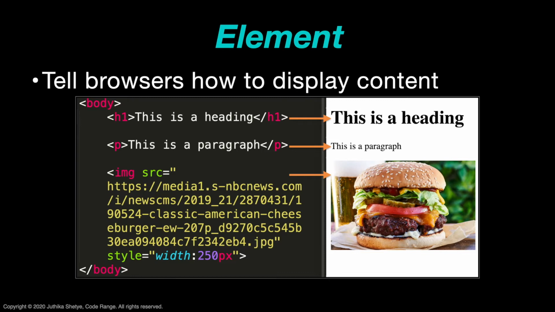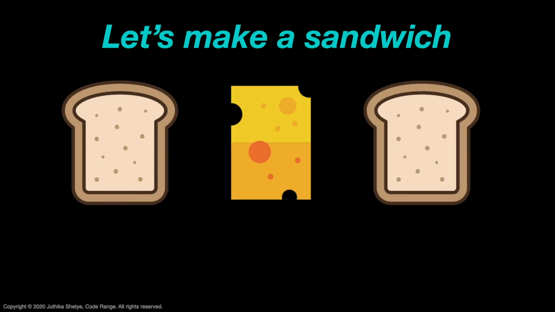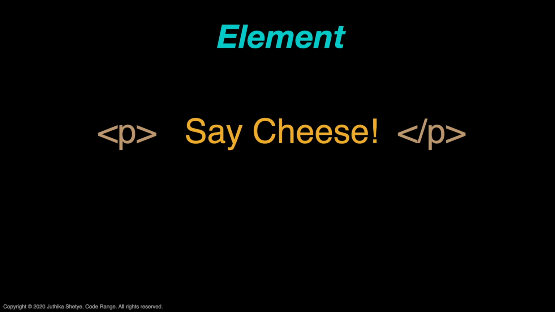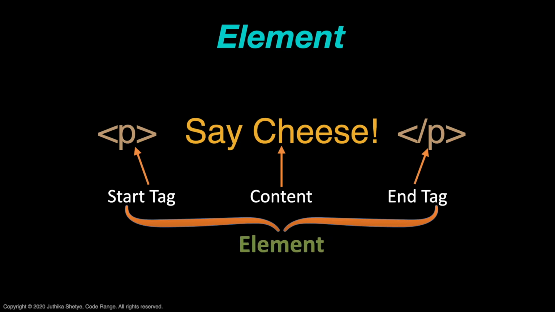Now for a moment, I want you all to imagine that you are making a cheese sandwich. So you will take a slice of bread, some cheese and another slice of bread to cover it. So just like your sandwich has two slices of bread to hold the content inside, an HTML element is defined by a start tag or an opening tag, some content and an end tag or a closing tag.